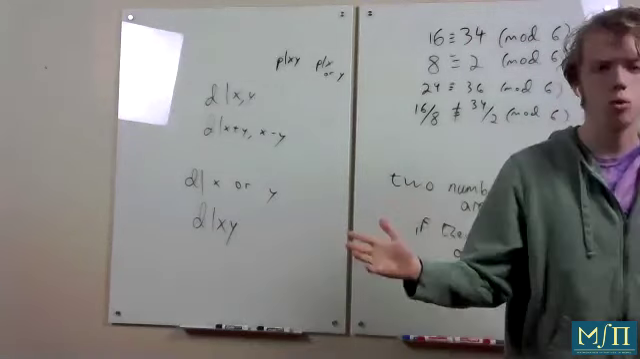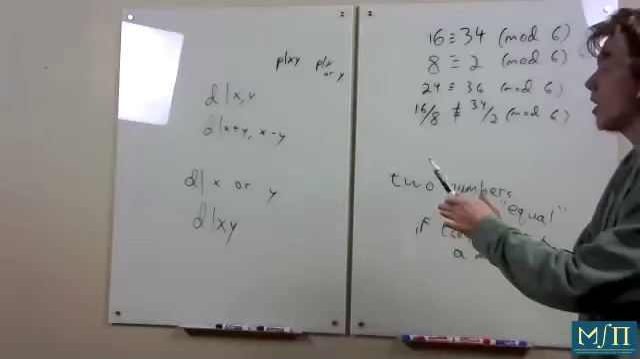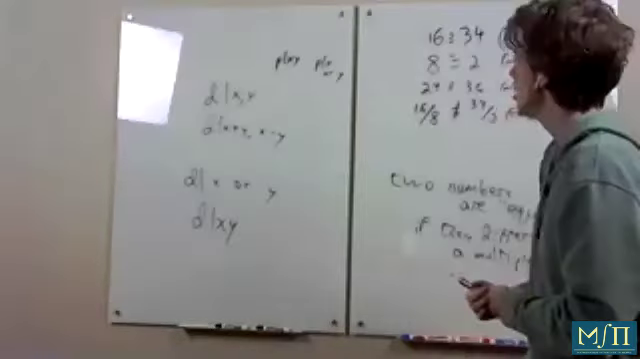If neither of them were divisible by p, then you could write out their factorizations without any p in them, and then when you multiply them, you still wouldn't have a factor of p.